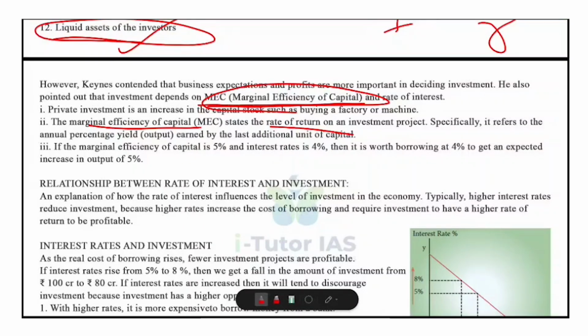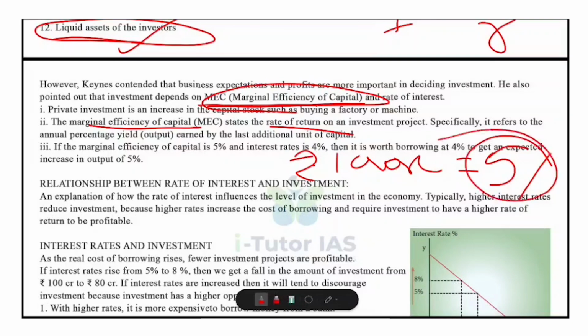I will tell you an example. Suppose a company buys a new machine for rupees 1 crore. Imagine it. And expects to generate rupees 5 lakh profit per year. Then the expected annual yield is how much? 5%. So MEC is also 5%.